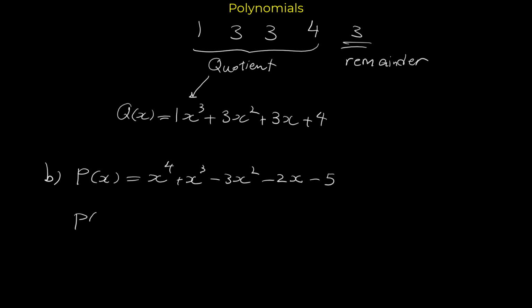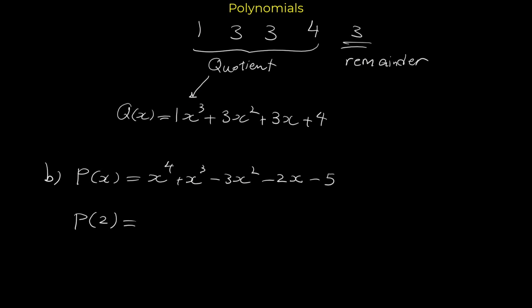What number do we have to plug in the polynomial? 2. When you want to divide by x minus a, you have to plug in a in the polynomial. So for example, if you want to find the remainder by x minus 5, you have to plug in 5 in the polynomial. And if you want to find the remainder by dividing by x plus 3, what number do you have to plug in? Negative 3, always the opposite sign.